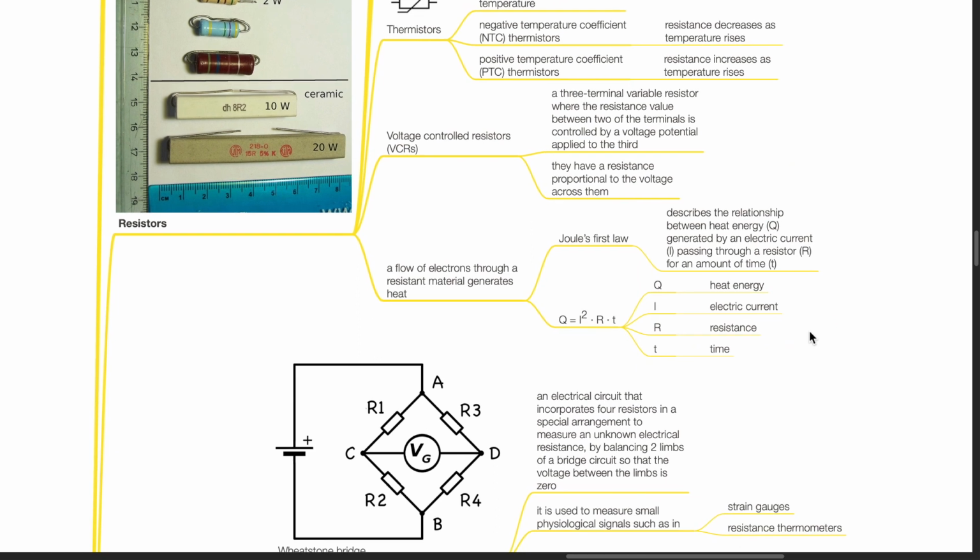A flow of electrons through a resistant material generates heat. According to Joule's first law, which describes the relationship between heat energy Q generated by an electric current I passing through a resistor R for an amount of time T, Q equals I to the power of 2 times R times T.